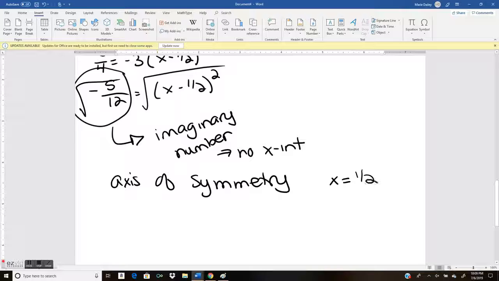All right, let me run through my checklist here. We know the graph is opening downwards. We got the x and y intercepts. We got the domain. We got the range. Okay, I think that's everything. So now all we have left to do is to graph this.